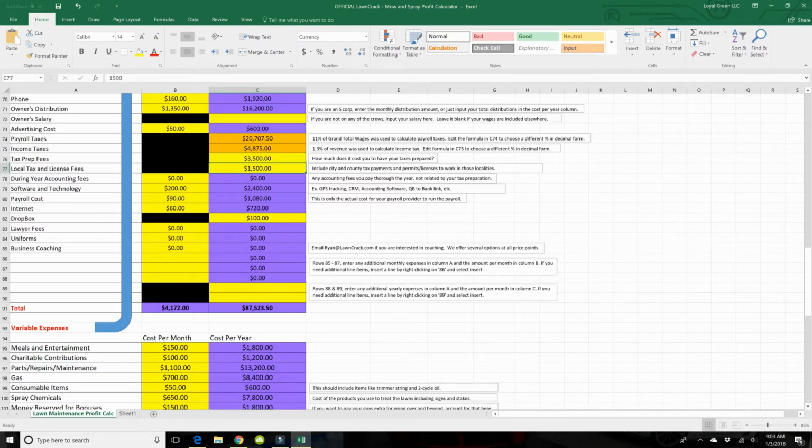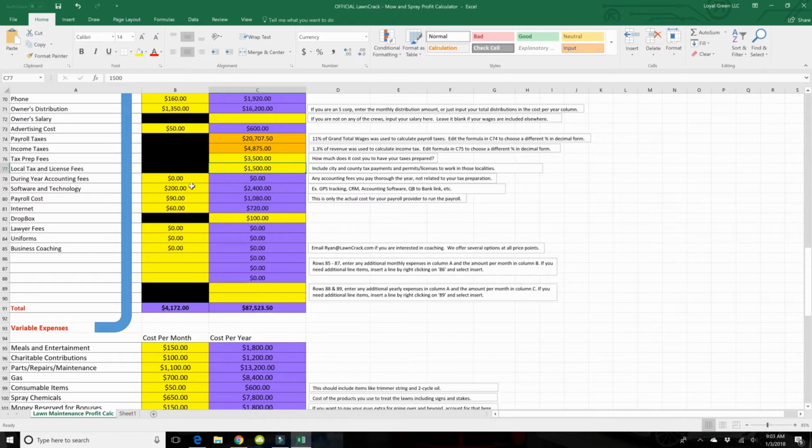Local taxes, so this is just like city and county, and you can include your permits and license fees in here. But federal and state are being calculated in these, so you don't need to double enter those here. During year accounting fees, my accountant doesn't charge me. I always tell him, like, send me a bill, and he never does until he does my taxes. So I guess it's included in there. Software and technology, I use Service Autopilot. I use Wufoo Form Builder. I use QuickBooks Link to sync with my bank.